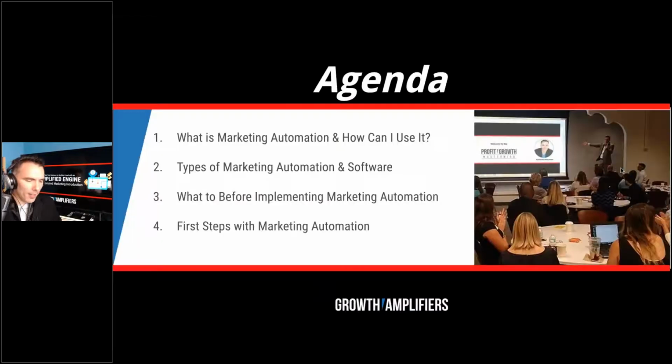Now, what I'm going to be doing is going over this wonderful agenda. Number one, what is marketing automation and how can I use it in my business? Number two, types of different marketing automation and some software. Number three, what to do before implementing marketing automation, something you want to take into consideration, and then some first steps.